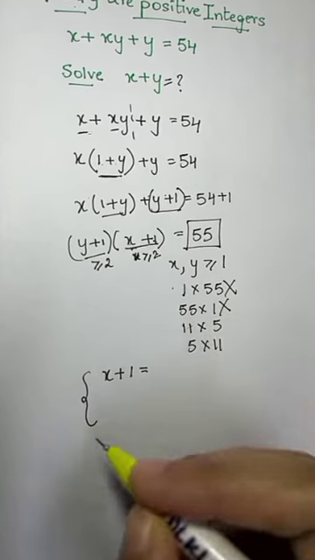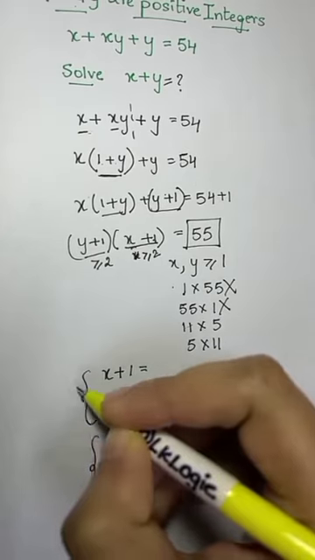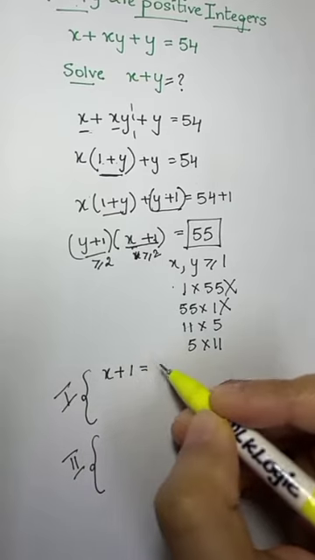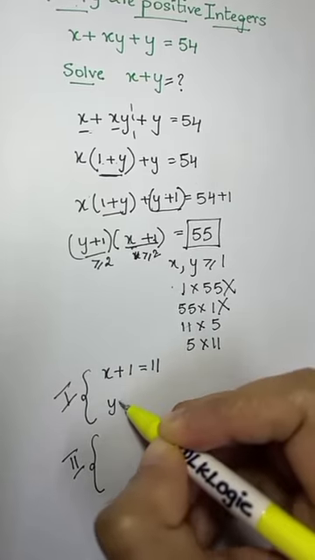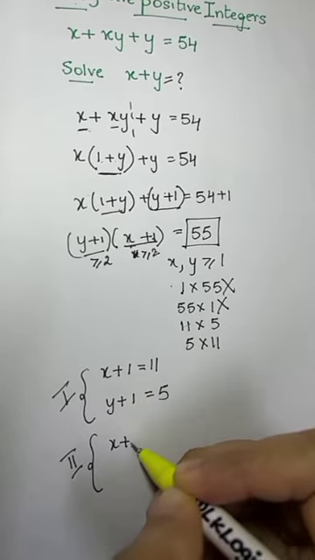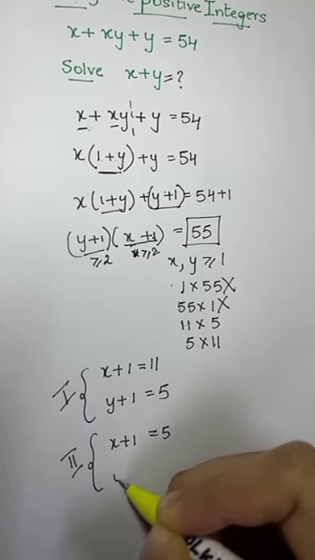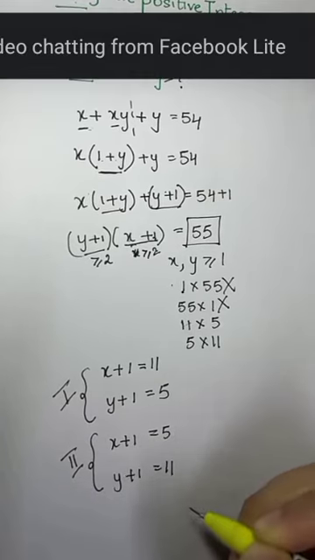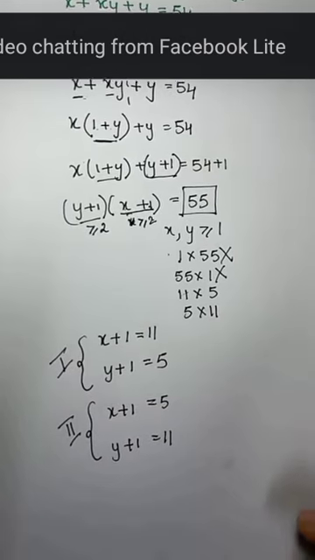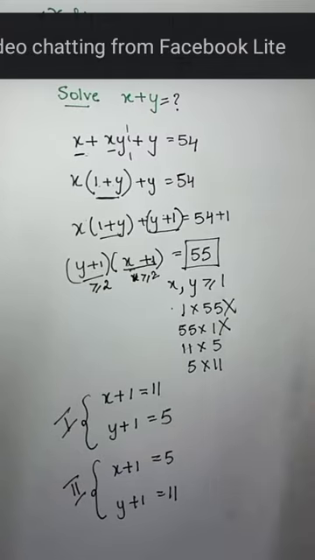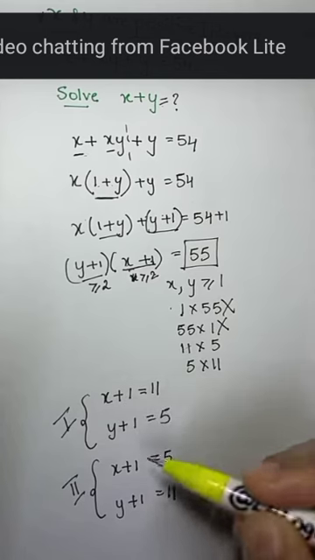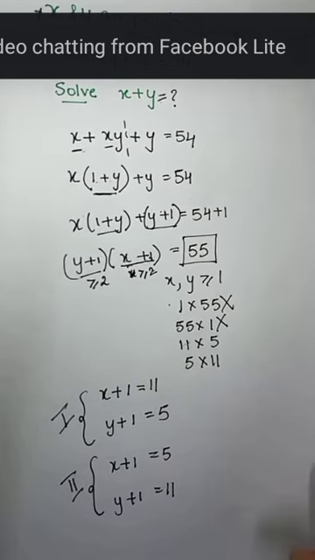So I'll have two options for that, the first one and the second one. In the first one, x plus 1 is 11 and y plus 1 is 5. And in the second one, x plus 1 is equal to 5 and y plus 1 is equal to 11. In both ways, you're going to get the same thing, vice versa. Now we need to find x plus y as in the question. We don't need to solve for the individual values of x and y.